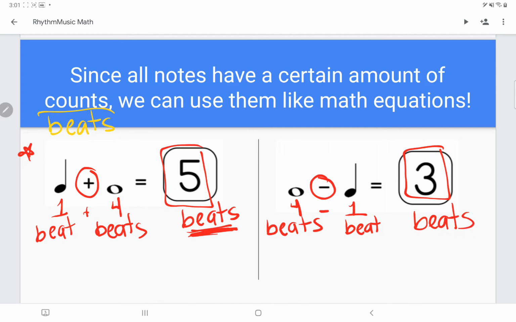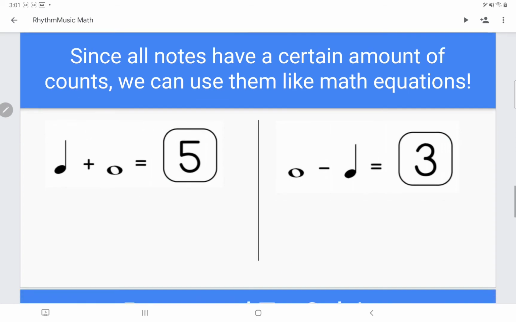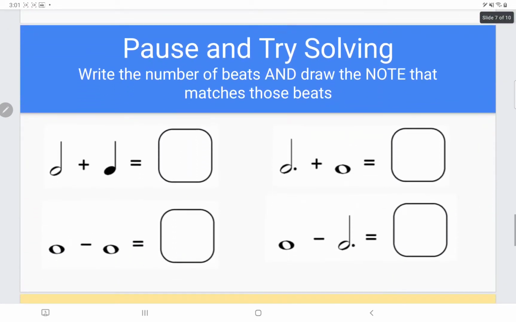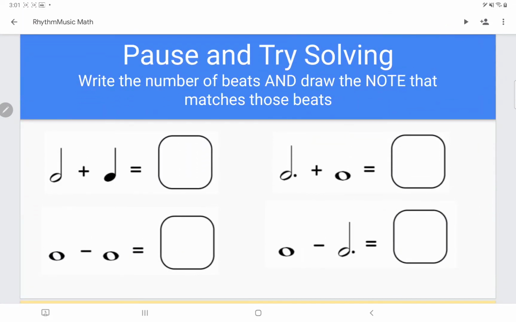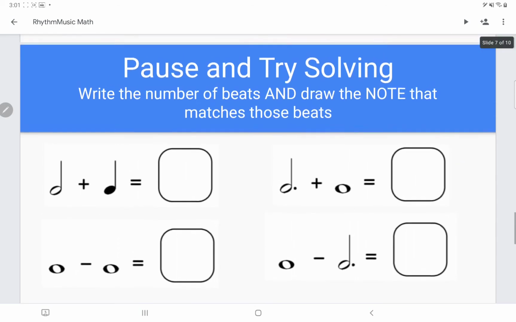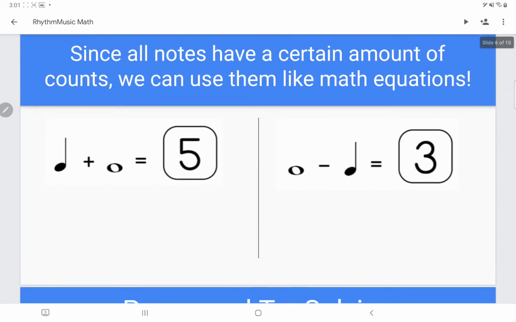You're going to get more opportunities to do some music math equations. And that's actually what we'll move on to now. So guys, before we move on, what I want you to do is practice some music math equations by pausing this video and trying to solve them on your own. These music math equations look very similar to the ones that I just did with you.